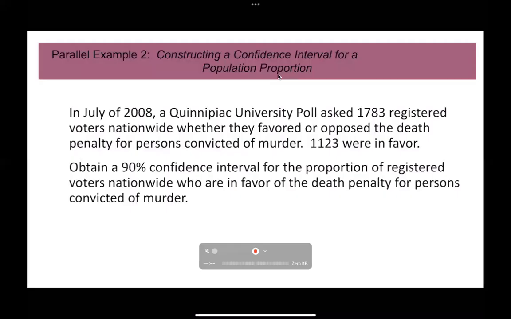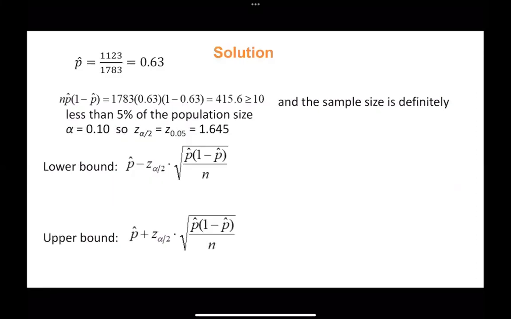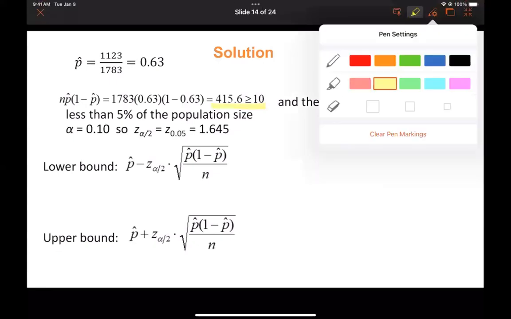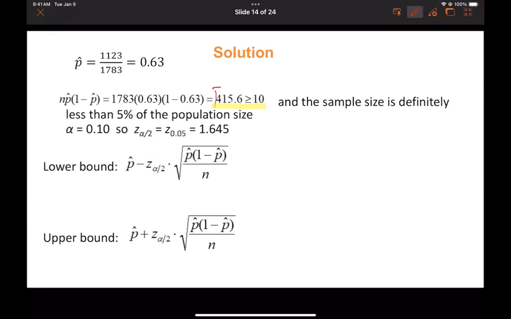Okay. All righty. So our point estimate, we already got that. We got that previously with 0.63. Don't worry, I am going to do one of these with me doing the math instead of it popping up on your screen. First thing we did determine was that np times 1 minus p is greater than or equal to 10. It is a lot greater than 10. It is at 415. So our sample size is definitely less than 5% of the whole population. Therefore, we can use our math here.